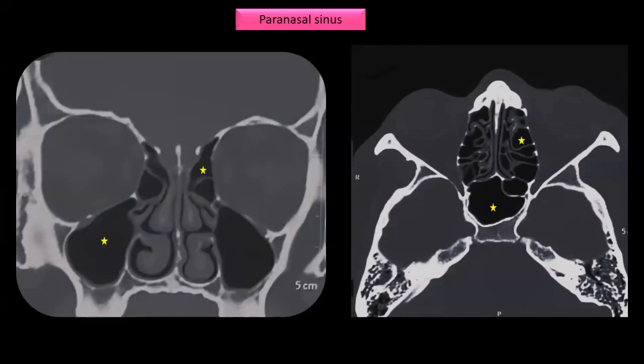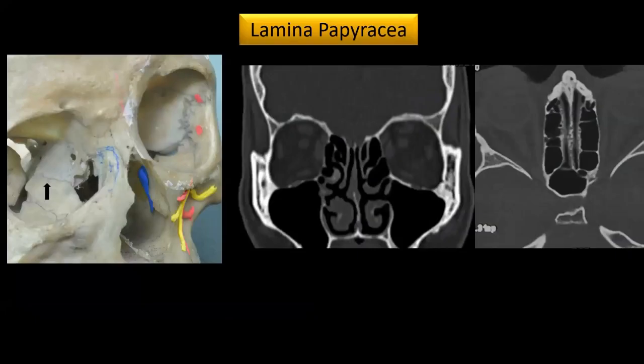Here is an overview of paranasal sinus. Medially lie the ethmoidal sinus, inferiorly the maxillary sinus, and posteriorly the sphenoid sinus. The other important landmark is the lamina papyracea, which is the thinnest wall in the orbit, lies in the medial orbital wall, and it lines the ethmoidal air cells.